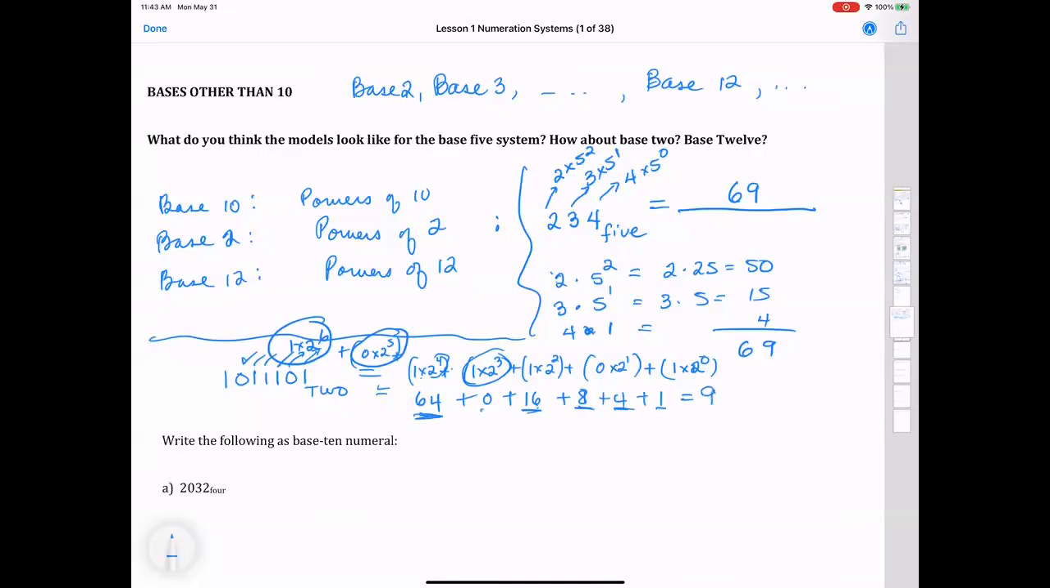That's going to be 93. It's equivalent to 93. 64 plus 16 is 80. 8 plus 4 is 12, plus 1 is 13. So that's a 93 in base 10.